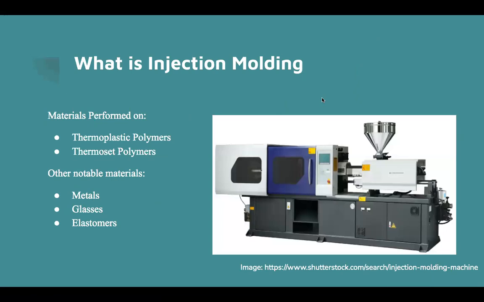Injection molding is a complex manufacturing process that is used to produce a wide range of identical parts by injecting molten material into a mold fitted in the machine, which is then followed by cooling and solidifying the material. Injection molding is most notably used for materials such as thermoplastic and thermoset polymers, as well as metals, elastomers, and even glass.